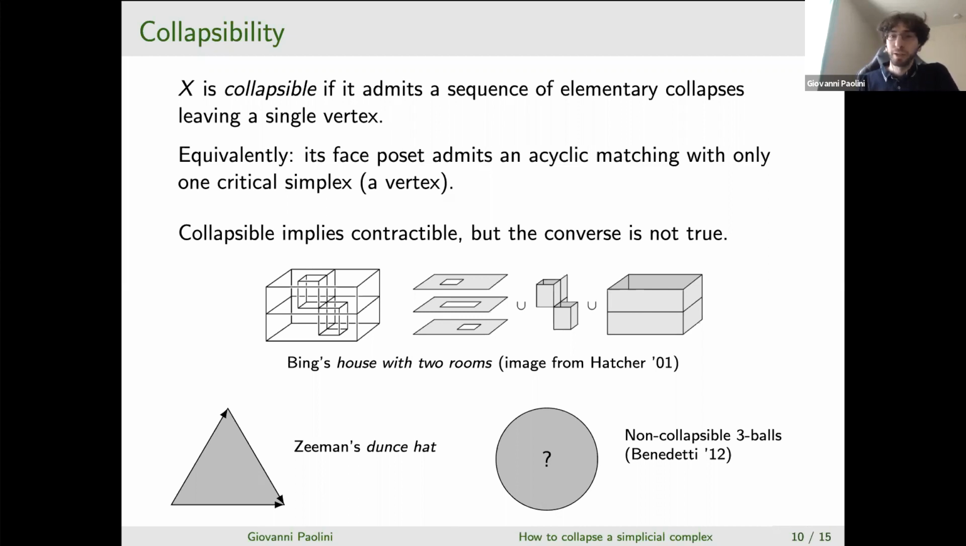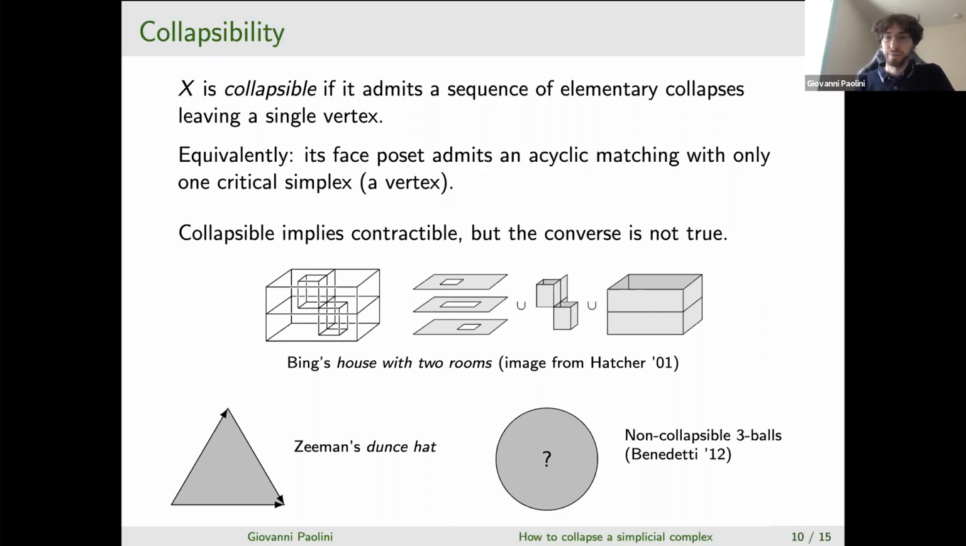Okay, why is collapsibility interesting or useful? Because, well, it is stronger than contractibility, but it is more explicit. So contractibility is more difficult to check. I will say a word on this in a moment. Whereas collapsibility is something more concrete that you or your computer can actually explicitly check. Just one important caveat here is that, of course, collapsibility is not equivalent to contractibility.